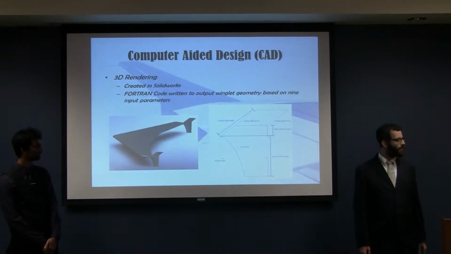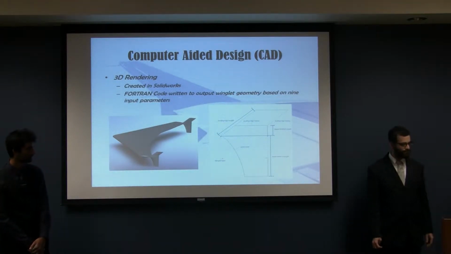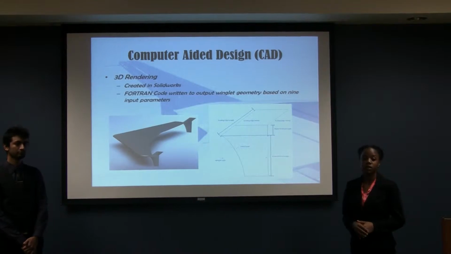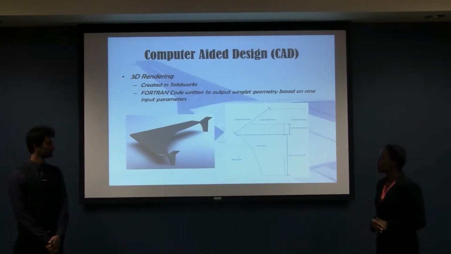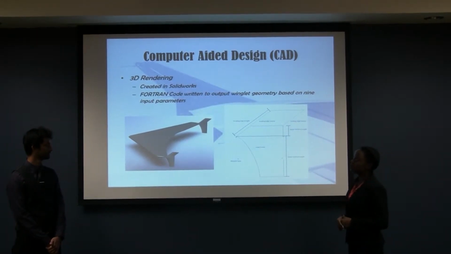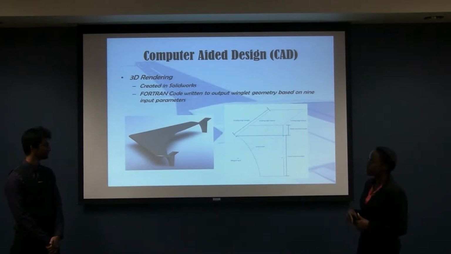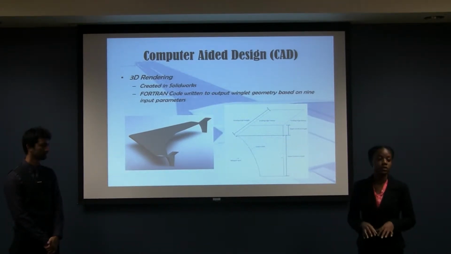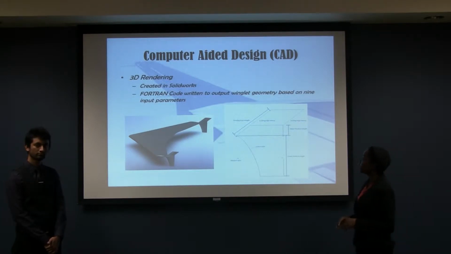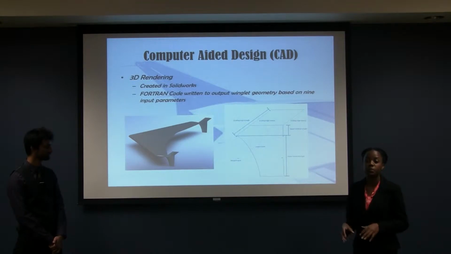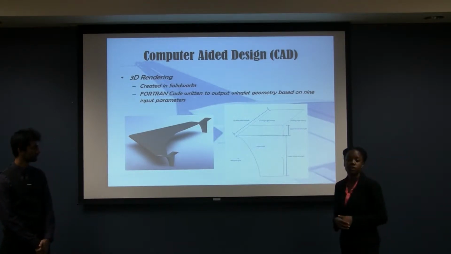And now we'll talk about the design. All right, so how did we go about generating our geometry for our design? For our simulation, we made this model in SolidWorks, and this is a 3D rendering view here. And we wrote a Fortran code to optimize the geometry based on 9 parameters that we will input into ANSYS for our simulation.